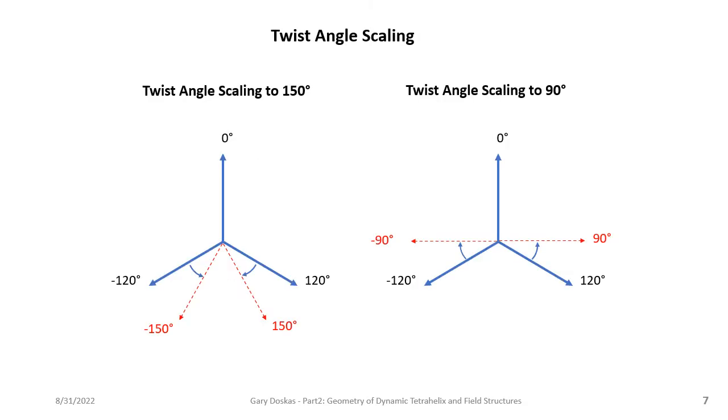Twist angle scaling. These two diagrams illustrate what happens when the twist angle is scaled to a different angle. If the twist angle is scaled to 150 degrees, the absolute value of the element rotation is increased by 30 degrees. If the twist angle is scaled to 90 degrees, the absolute value of the element rotation is decreased by 30 degrees. For any element rotation that uses 0 degrees, they do not change.